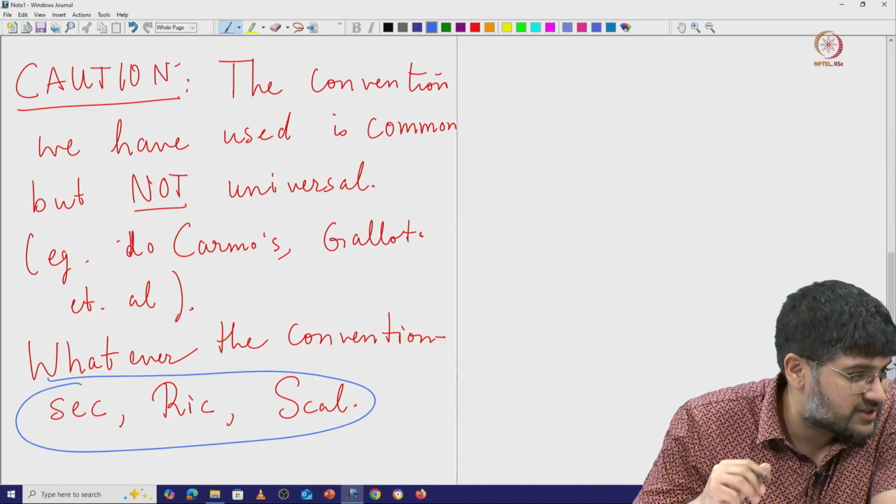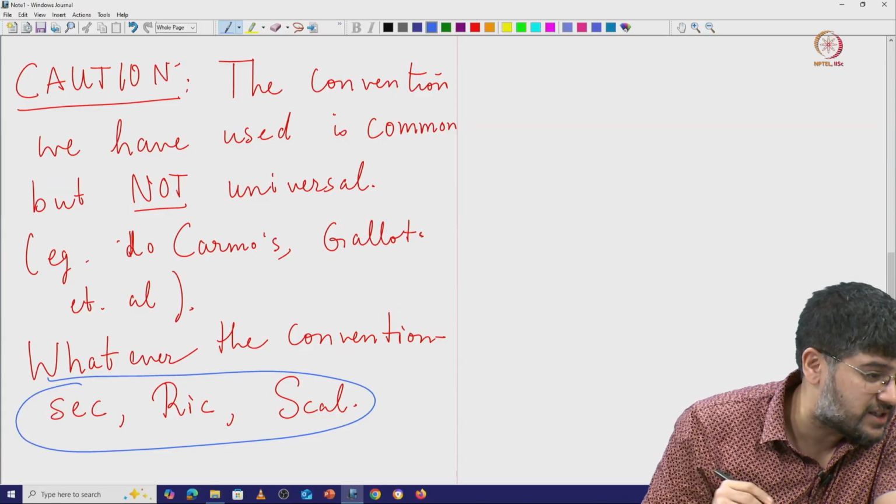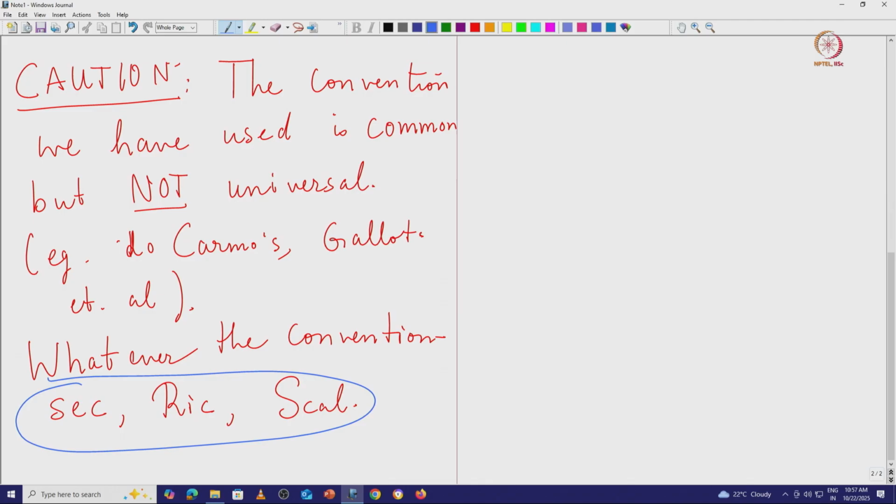Alright, so with this cautionary note, let me begin this lecture. The goal of this lecture is to discuss some important properties of the curvature tensor. So we want to discuss some symmetry properties and Bianchi identities.